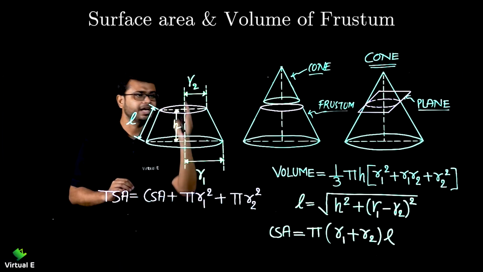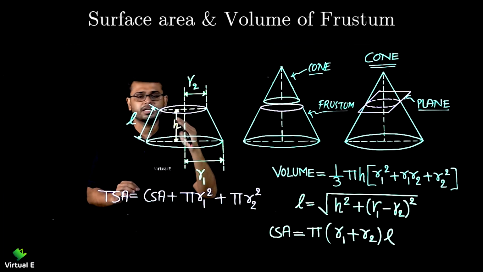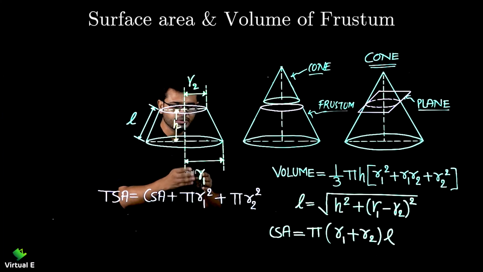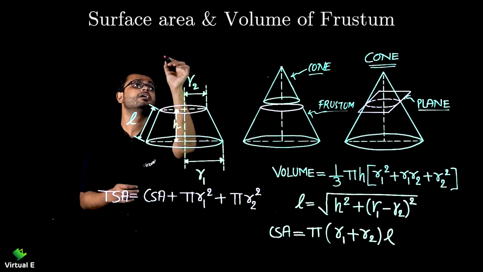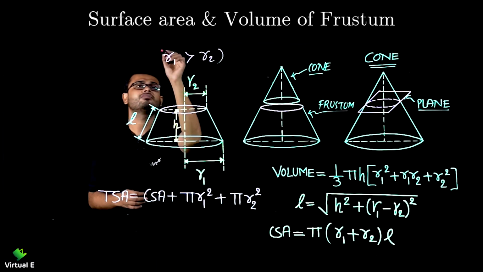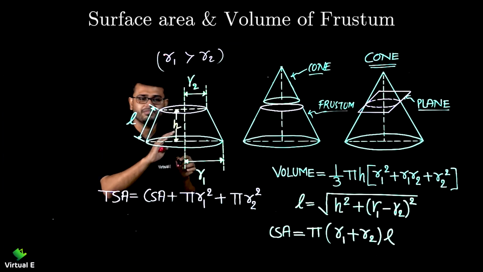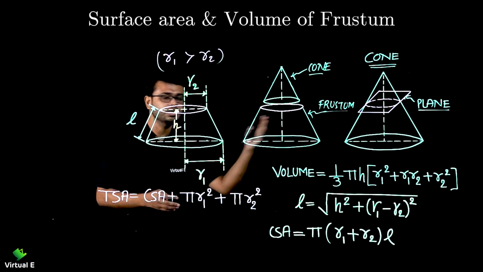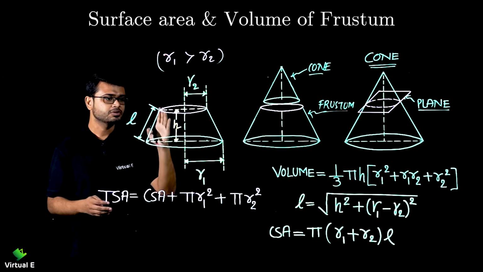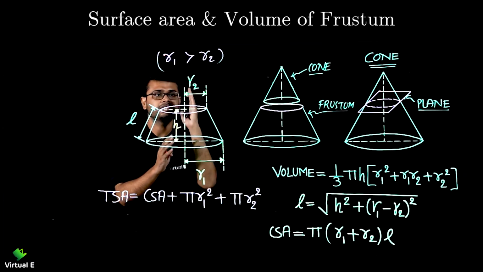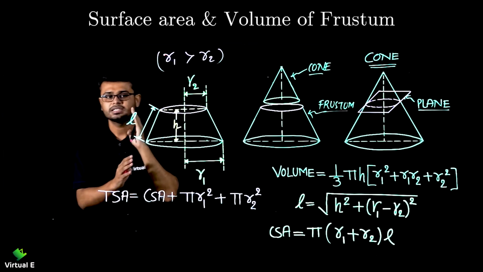Now R1 and R2. If you interchange them, no worries, you will get the correct answer, but it's preferable that you generally take R1 bigger than R2. This is the notation, R1 greater than R2. This is what we generally prefer. It's better to learn only one thing rather than thinking unnecessarily and getting confused while you substitute the numbers. So these are the basic dimensions we should have: radius 1, radius 2, height and the slant height.